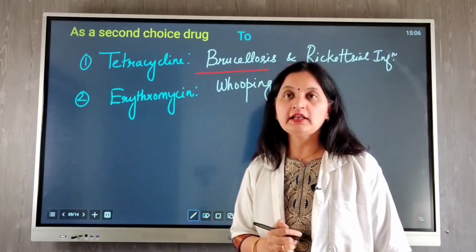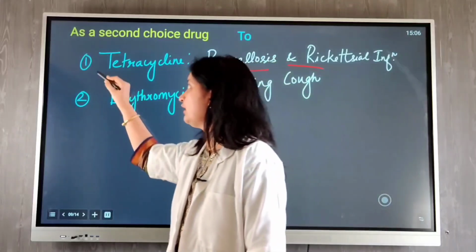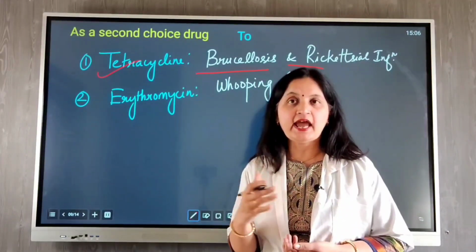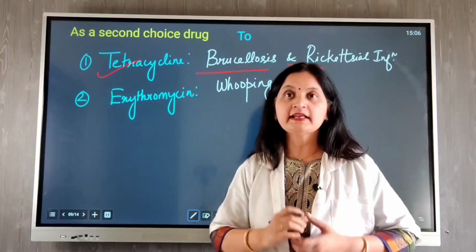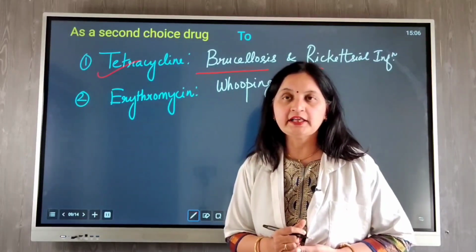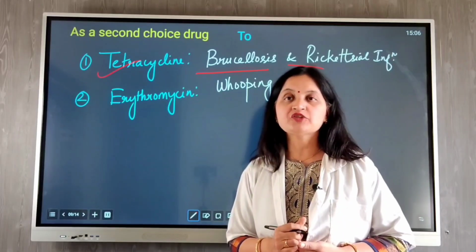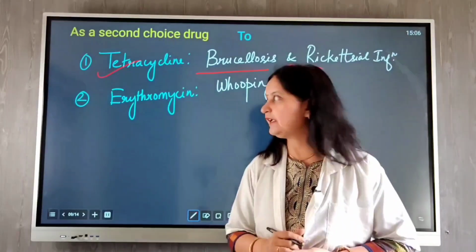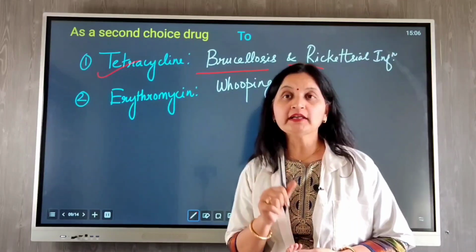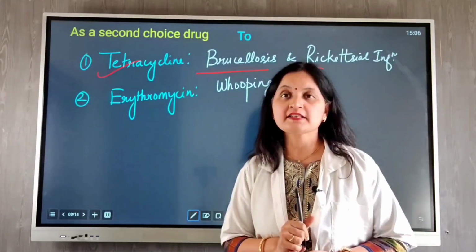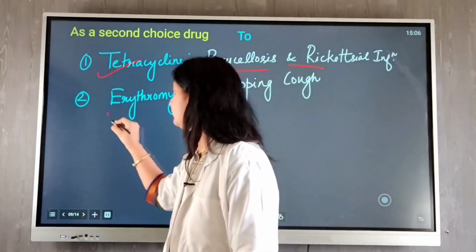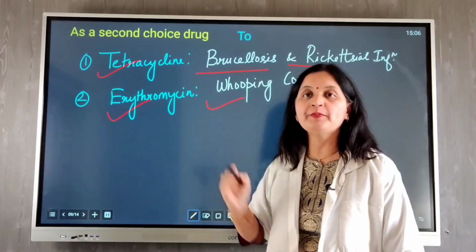So chloramphenicol is a second choice drug to tetracycline because tetracyclines are contraindicated in pregnancy and children. Where tetracyclines are contraindicated, chloramphenicol can be used as an alternative in the management of brucellosis and rickettsial infections. Also, chloramphenicol is highly active against Bordetella pertussis, the causative organism for whooping cough, so it is used as an alternative to erythromycin in the treatment of whooping cough.